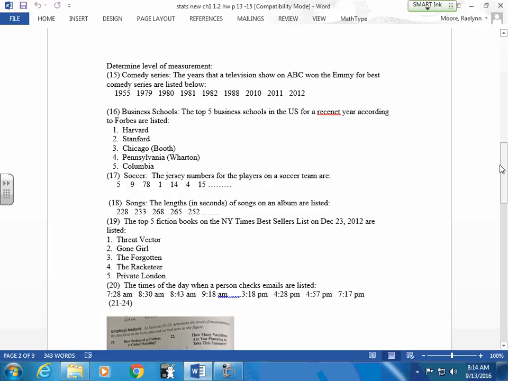A comedy series. The year that a television show on ABC won the Emmy for the best comedy series. Olivia, I'm trying to explain her. She understands it. Okay. I don't get why you just said it could be interval or ratio. Depending on how you say it. So give me an example of a wait time. Wait time for like 5 minutes.